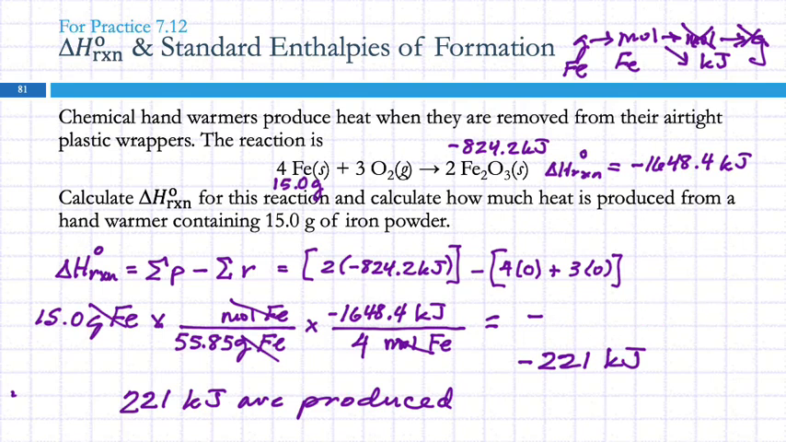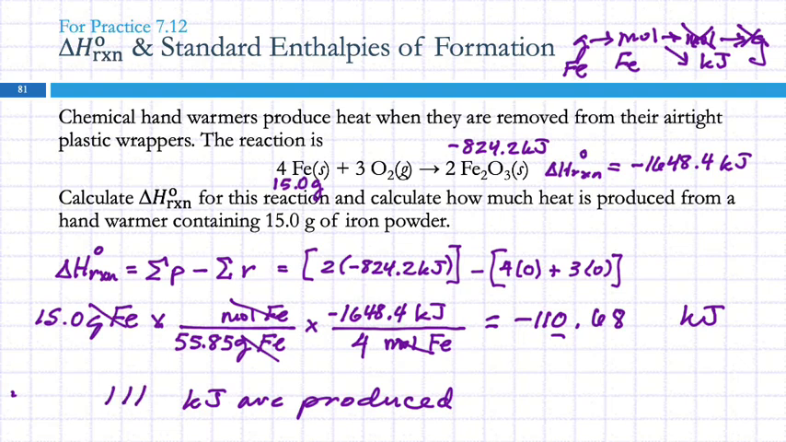Well, let's just do this. So I need to divide that by 2 again. Negative 110.68. So I would say 111 kilojoules are produced. Thank you for catching me. I need a safety net.